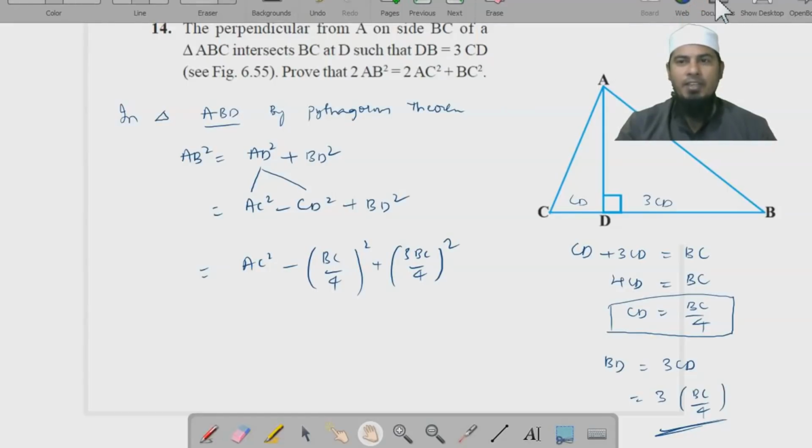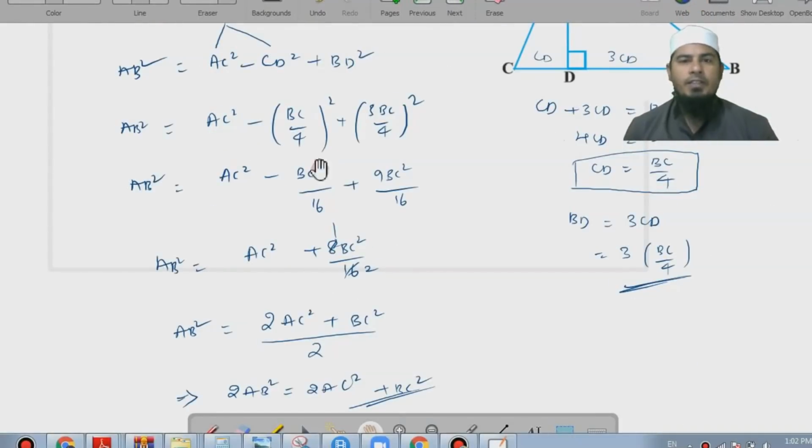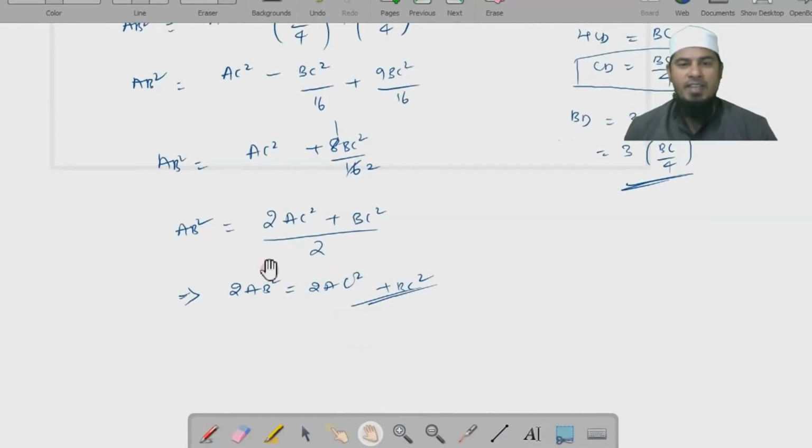Now the simplification part. We got minus BC square by 16 plus 9 BC square by 16. My denominators are the same, so like terms you can add and subtract, so minus 1 plus 9 is plus 8. Then cross multiplying and rearrangement gives exactly the solution which we require. Hence the solution. Let us go to the next question.